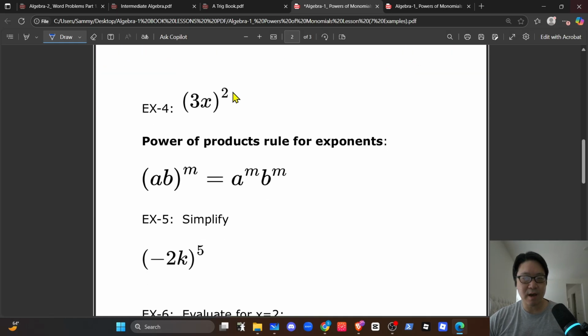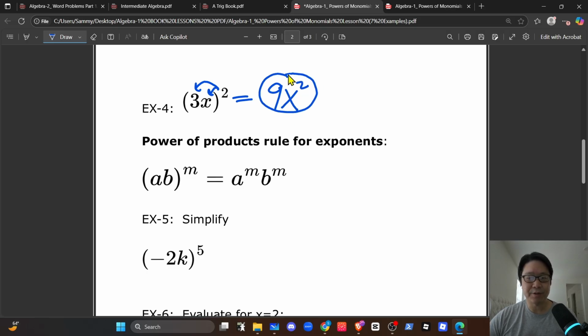Let's try example 4. So the 2 is getting applied to the 3 and the x. Okay, 3 squared is 9, and then we just have the x squared. So your answer is 9x squared.